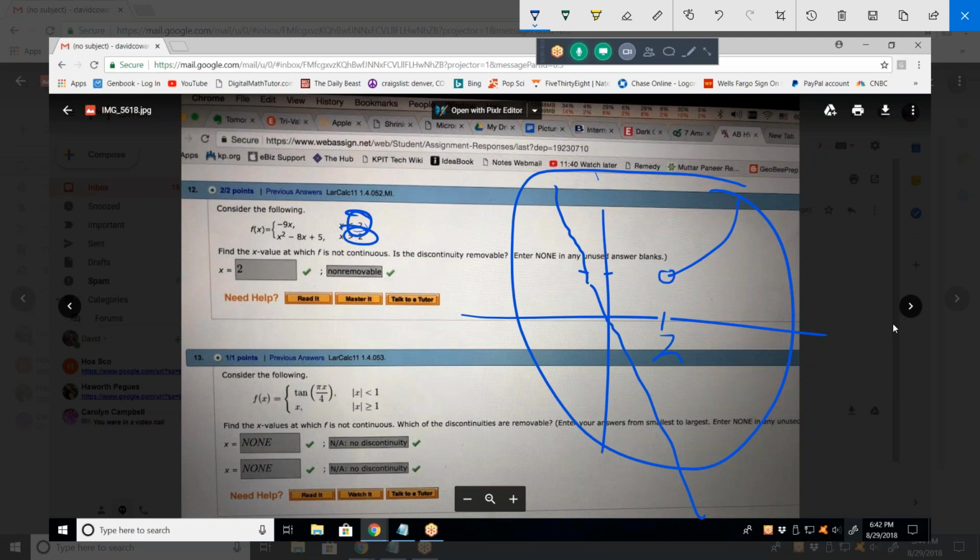Mm-hmm. And here, hold on. In other words, this is really what it looks like. Yeah. And then it would make sense that this is non-removable because it's not just one hole in the graph where you can plug it in with a point. Exactly. Rather, it's like a larger gap. Removables look like this.